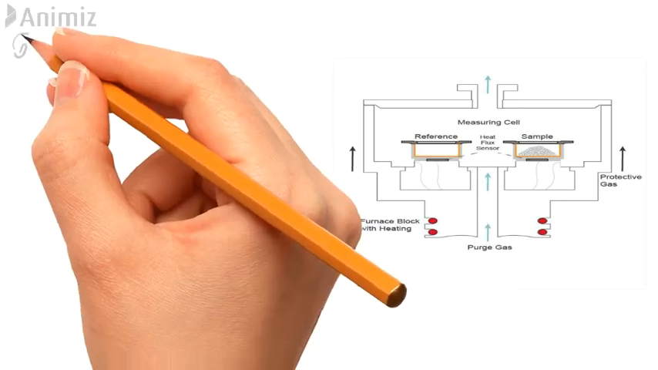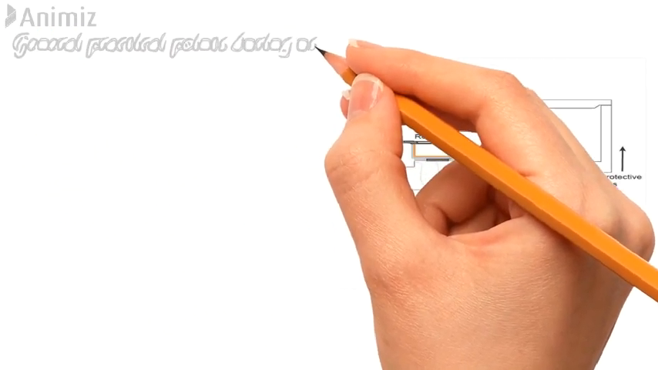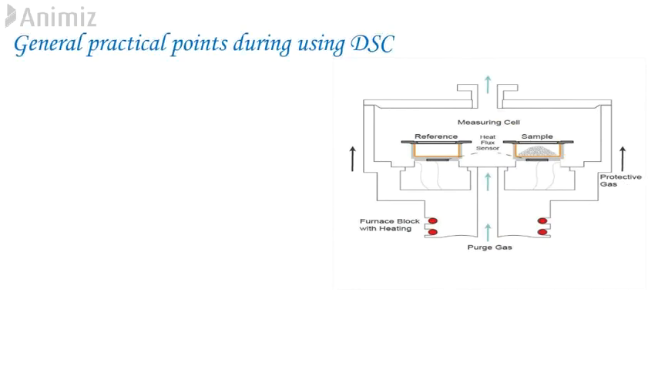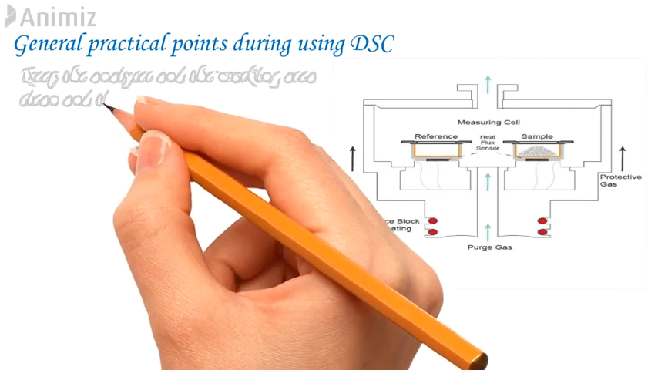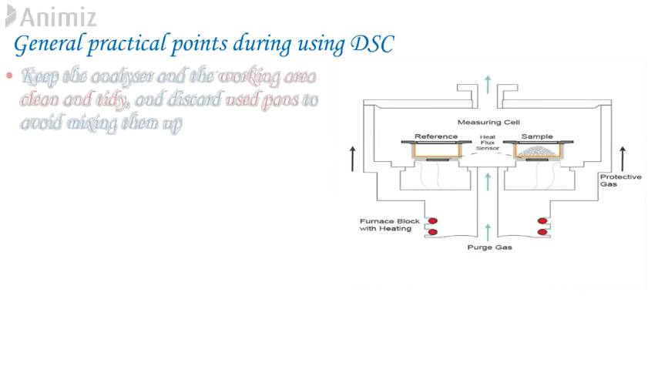General practical points while using DSC. Cleanliness is a major concern while using DSC. Contamination will occur if a pan is placed on a dirty surface and then transferred to the furnace, so keep the analyzer and working area clean and tidy. And discard used pans to avoid mixing them up.